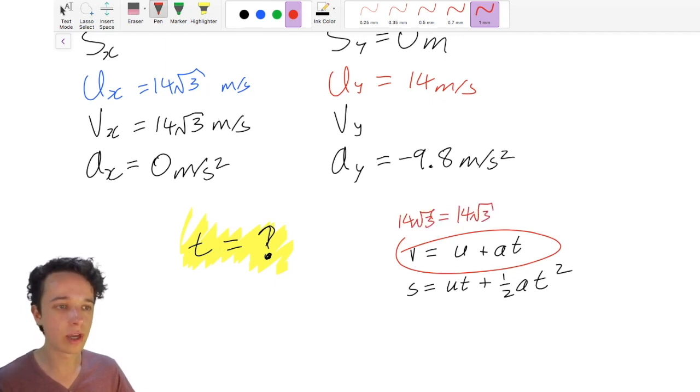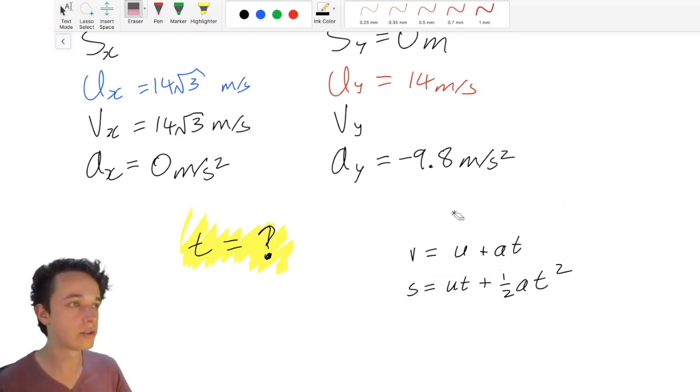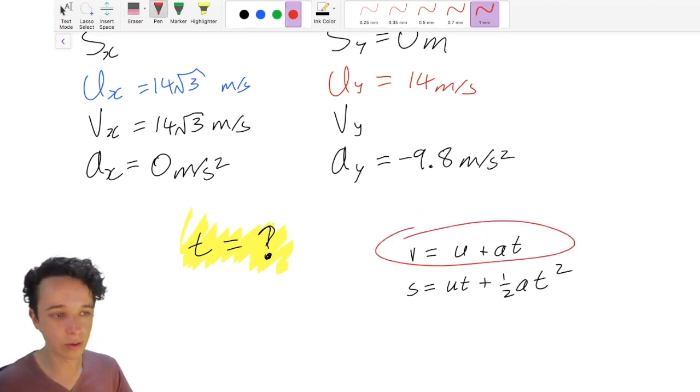That's V equals U, and then plus AT is going to be plus 0, because there's no acceleration in the X component, multiplied by T. Now T is the thing we're trying to find, and that 0 has just wiped out the T and has told us that 14 root 3 is equal to 14 root 3. So that's not useful. So we can't use the X data in this equation.